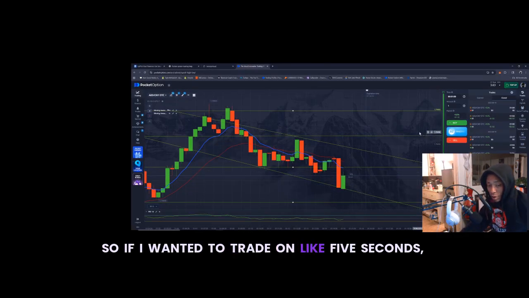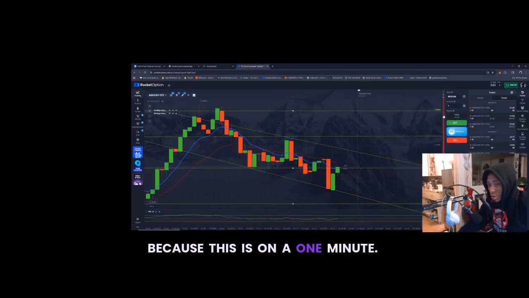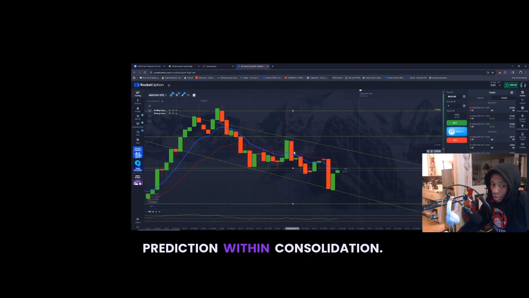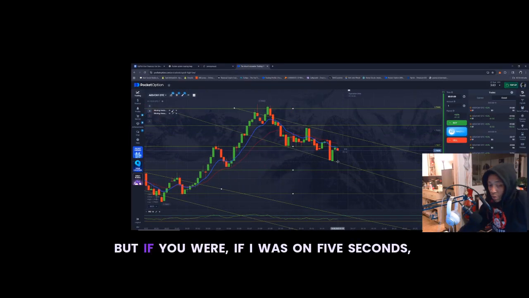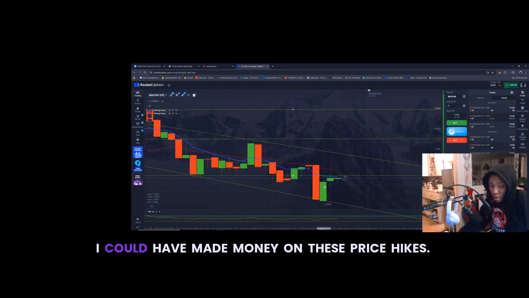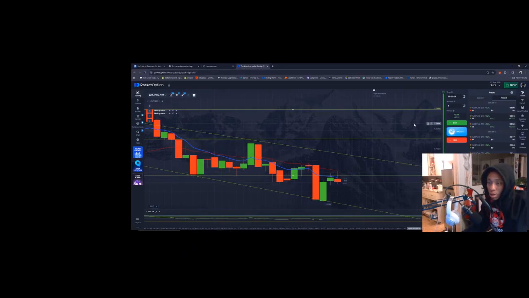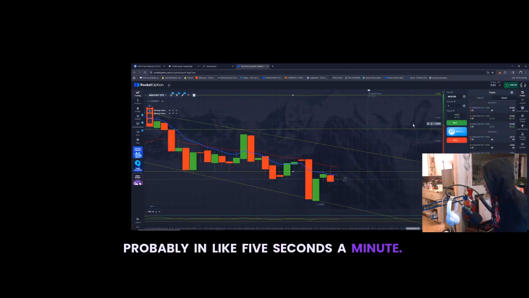If I wanted to trade on like 5 seconds, you could make a lot faster play. I'm just showing you because this is on a 1 minute, so it wouldn't be smart to do a 1 minute price prediction within consolidation. But if I was on 5 seconds, I could have made money on these price hikes, the dip, the price hike, the dip, which I've made. I made a decent amount of money. I'm literally just showing y'all with a little bit of money, just so y'all know y'all can make $1 probably in like 5 seconds, a minute.